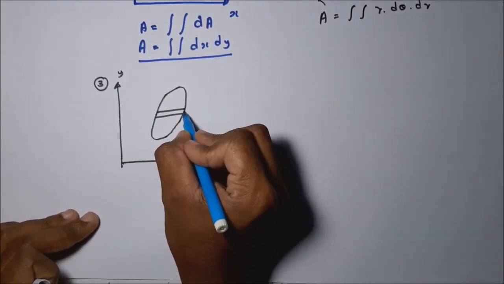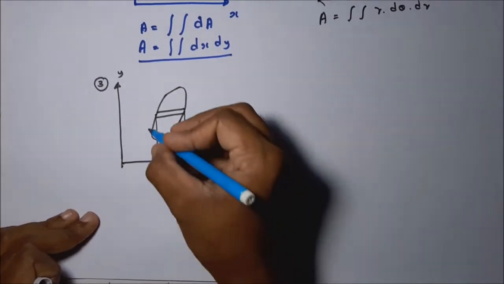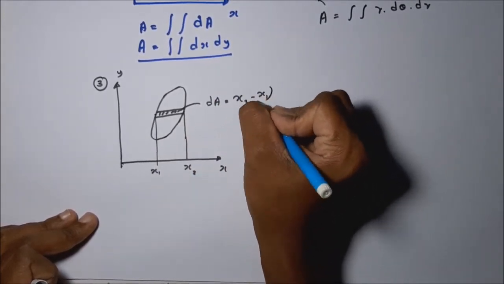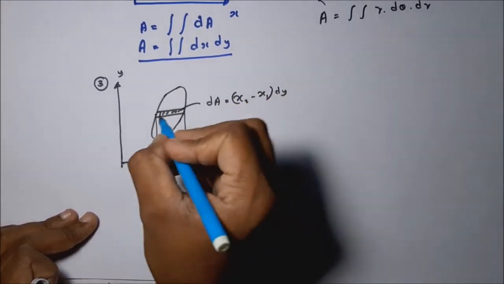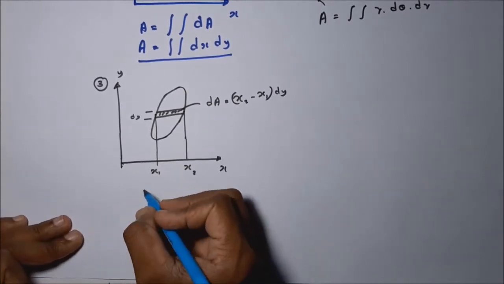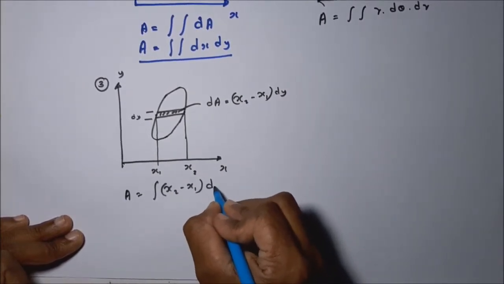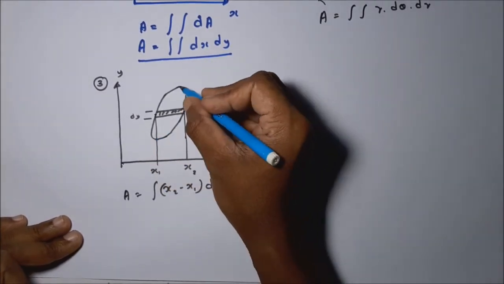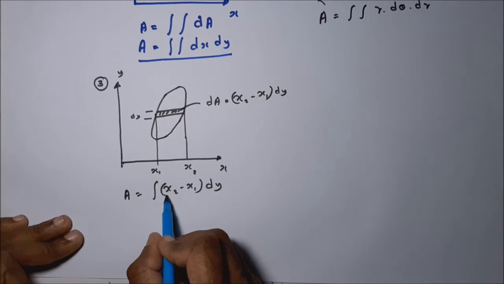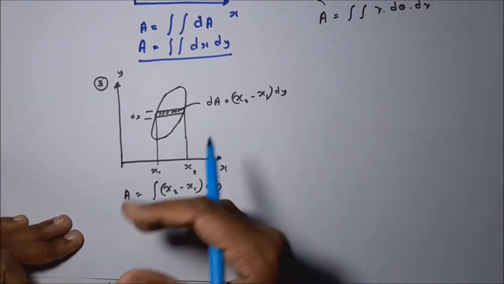If we know these two values, x2 and x1, we can easily define the dA surface area in this way. dA is equal to x2 minus x1 into dy. Then we can calculate the total area: A is equal to the integral of x2 minus x1 into dy. The y we have to vary from this portion to this portion. In this integral, if x1 and x2 are not fixed values but variables, we have to write them in terms of the y variable, otherwise we can't integrate.